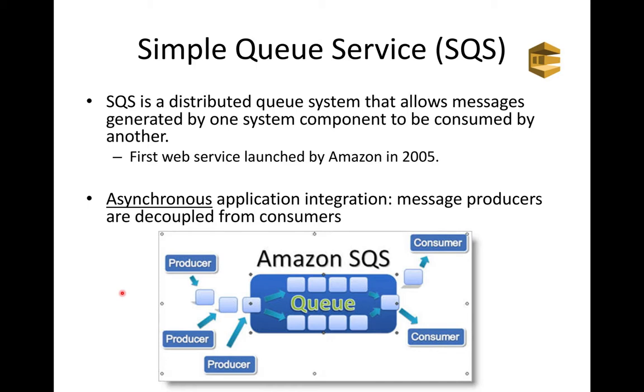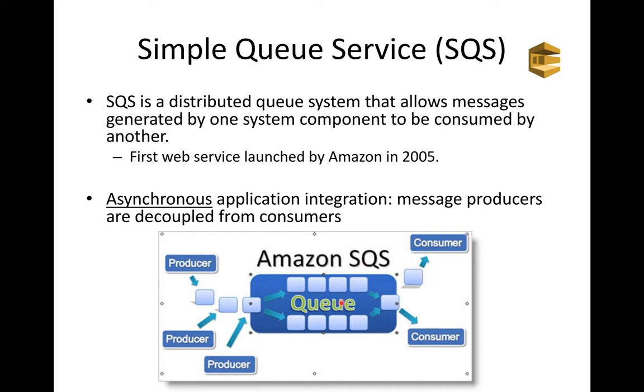What's interesting, and if you recall back earlier in this course, the Simple Queue Service was the first web service launched by Amazon back in 2005. Why was this the first service? Well, this actually is an incredibly important service because it allows us to support asynchronous application integration. It supports a number of different application messaging patterns. A very common pattern is a producer and consumer pattern, where we have application components which are producing messages or producing work, and that work is then placed on a queue where it is eventually picked up by a consumer, or sometimes we call this a worker.